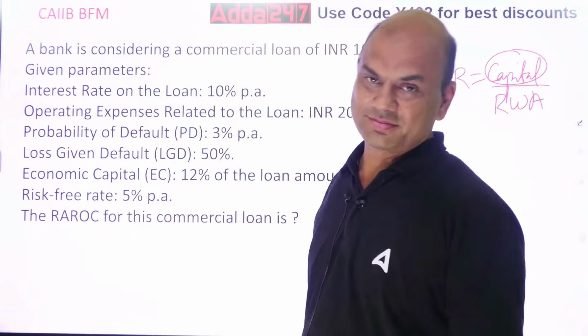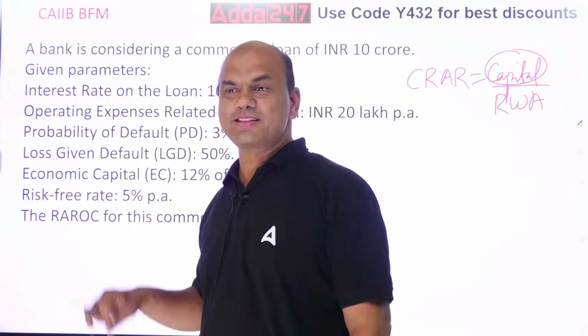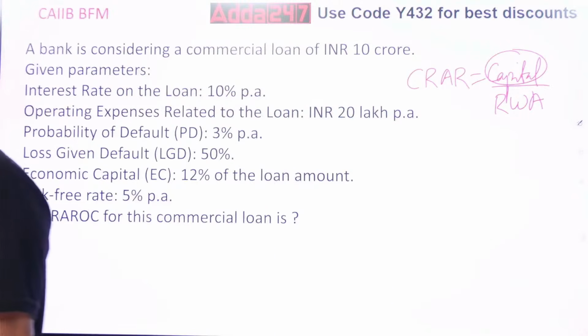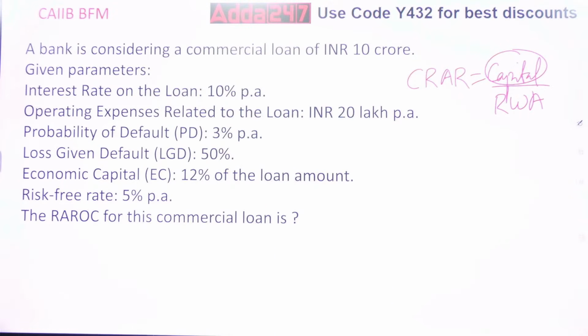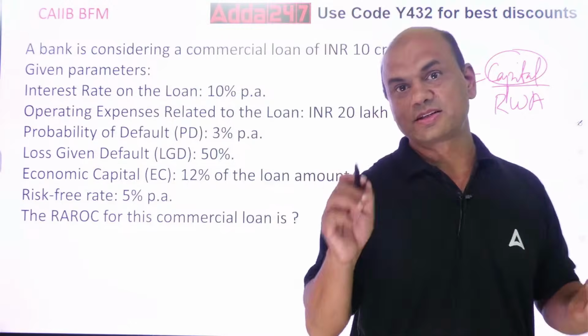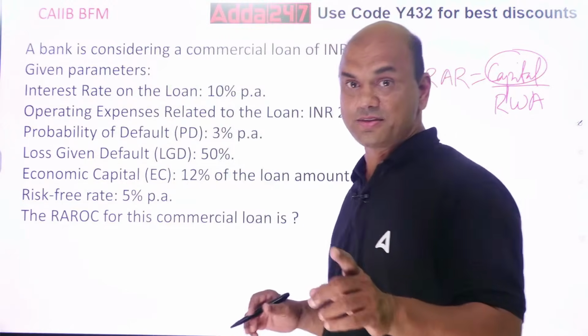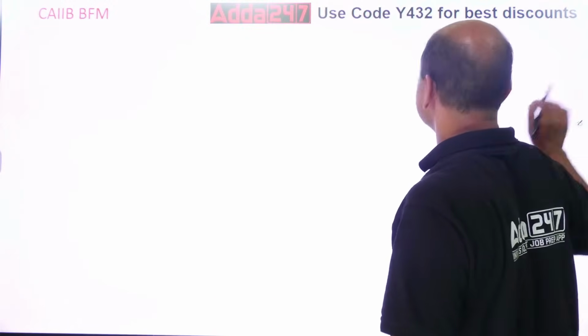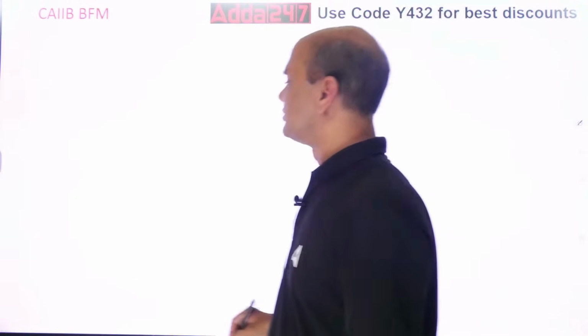Calculate the RAROC. Now if this numerical comes, how will you solve this? Everyone, try to solve this. First, I'll give you the steps. Total, there are 5 steps. First, calculate the annual interest income. Pay attention, everyone, 5 marks case study. So first calculate the annual interest income.